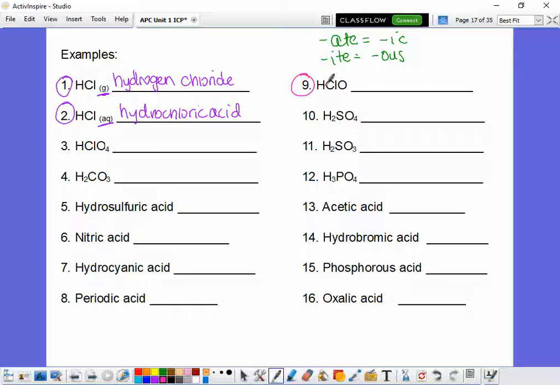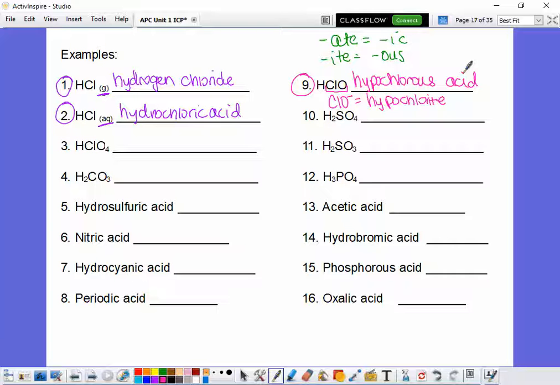So what polyatomic ion is that? ClO minus. What is that? Hypochlorite. There's an I there, so ite becomes ous. What else do you do? What I'm getting at is you're only changing the ending. You're not doing anything with the hypo or anything like that. So it's hypochlorous acid.